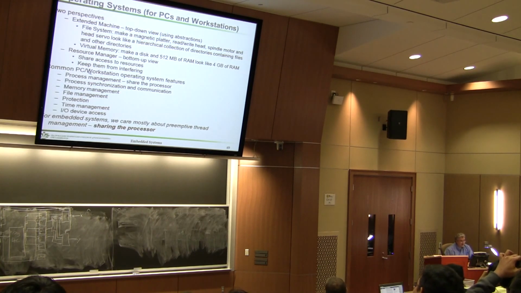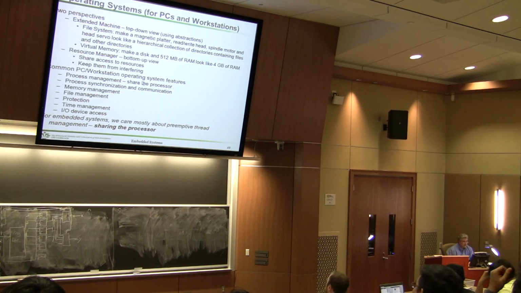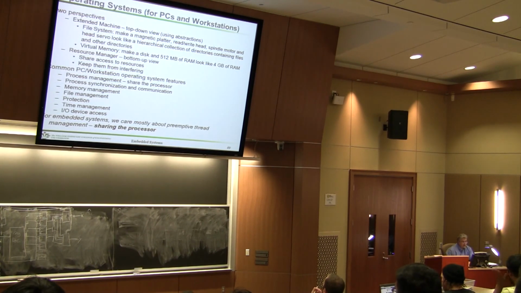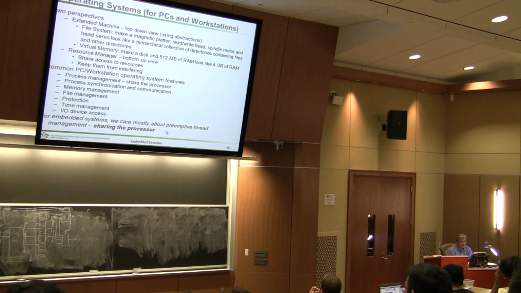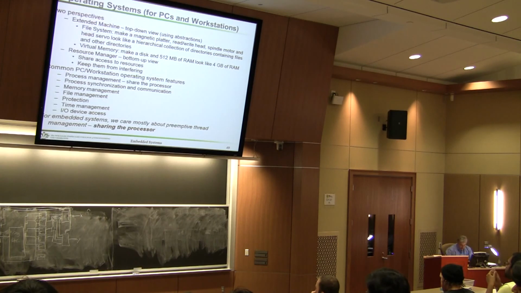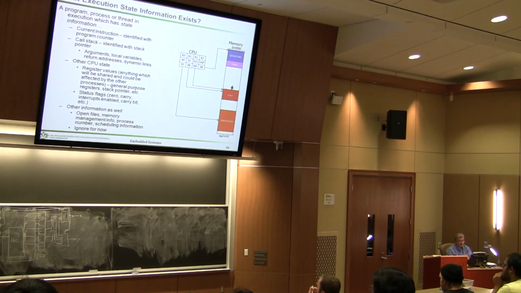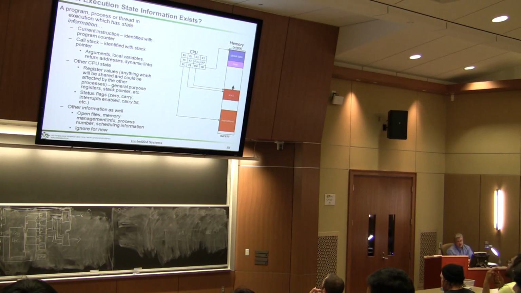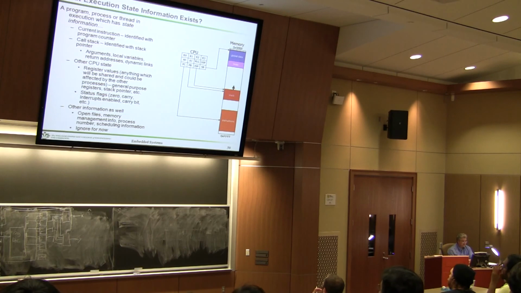And then there's other operating system features: sharing the processor, synchronization, memory management, file protection, file management, I/O device access. So we care mostly about preemptive thread management. In other words, how we're going to share the processor. So let's take a look at an example of sharing the processor. And let's say I have a processor with these following registers. Do they look familiar?